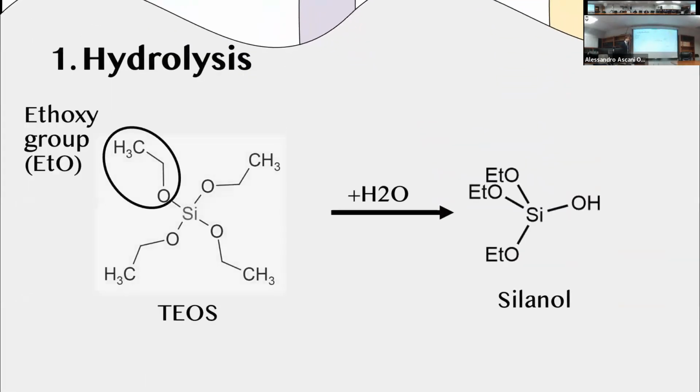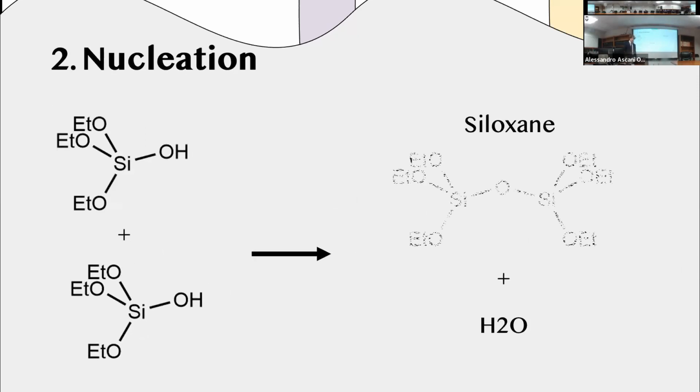Looking into the reaction a little more in depth. The first step of the Stober reaction is the hydrolysis. So this is TEOS, the tetraethyl orthosilicate I was mentioning before. It has an ethoxy group, or EtO, which is this group. This group reacts very well with water, breaking out and leaving a silanol group instead. These silanol group molecules are very reactive, and they tend to react together, forming siloxane. Siloxane will act as the nuclei for our nanoparticles, essentially.